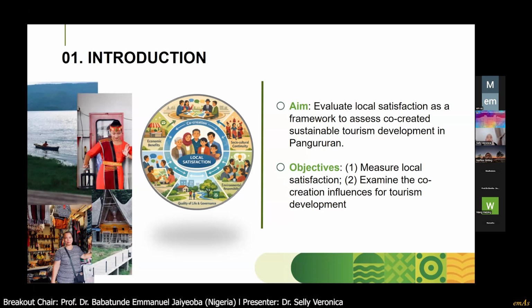in Pangururan is going. So the objective of this research is to measure the levels of local satisfaction in Pangururan among the local communities, and also to examine the influence of co-creation on tourism development in that area.